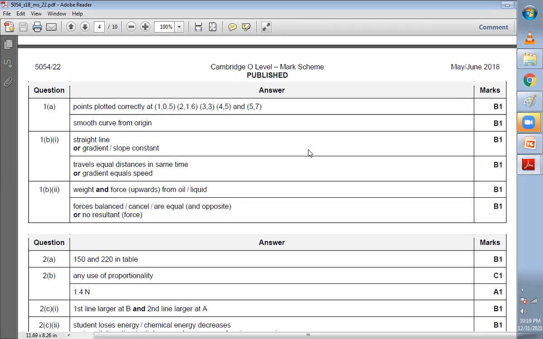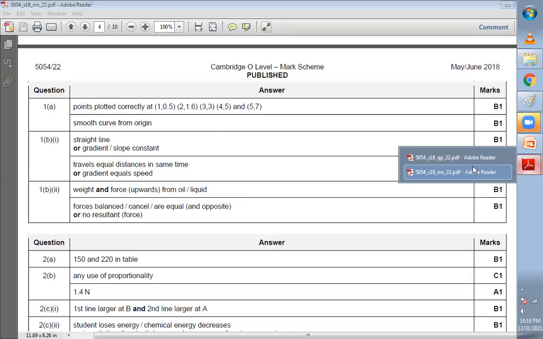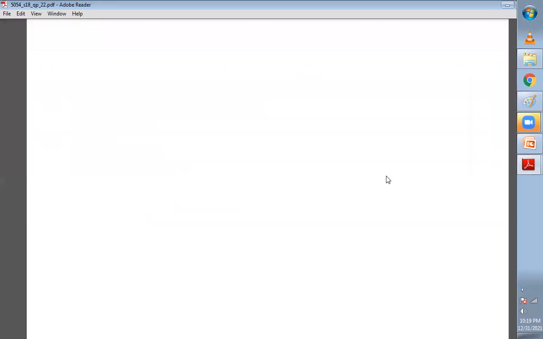And remember, always, I'm telling you always, whenever we are checking the answer, it's very, very important to match your answers with the marking scheme. Okay, so let's move to the next question. I have already checked these answers, and so let's move to the next part.